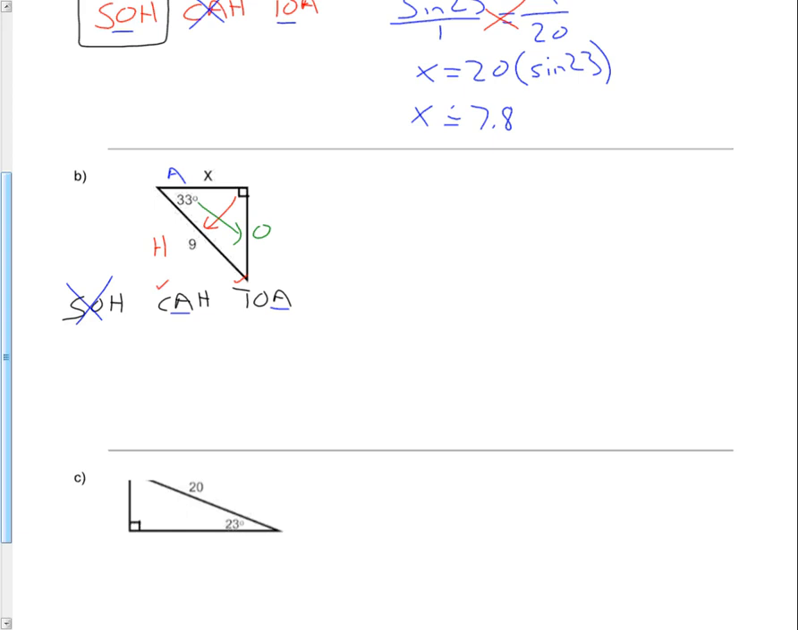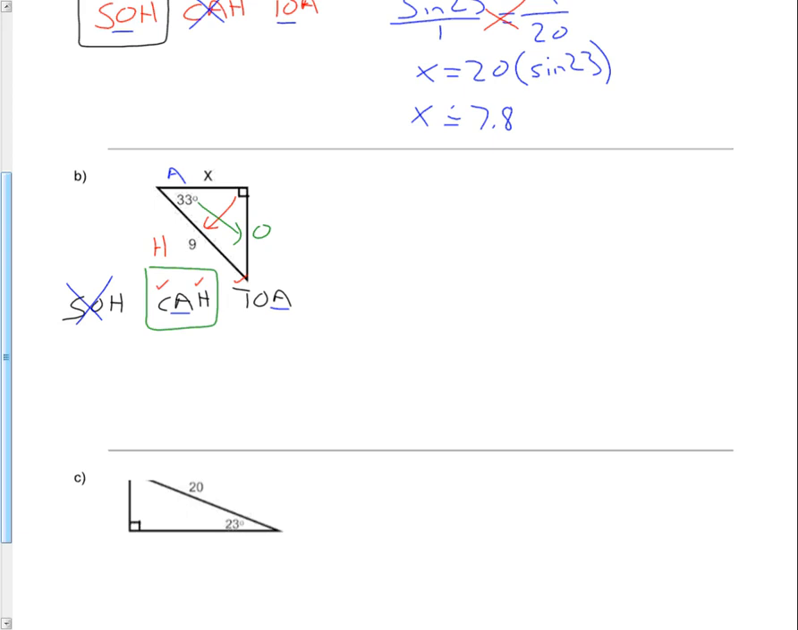The other piece of information that I have is I know the length of my hypotenuse. So I can put a check mark above that. Now, do I know the length of the opposite side? No, I do not. And therefore, the ratio that I have to use is the cosine. I can't use the tangent ratio because I don't know what the value of the opposite side length is.